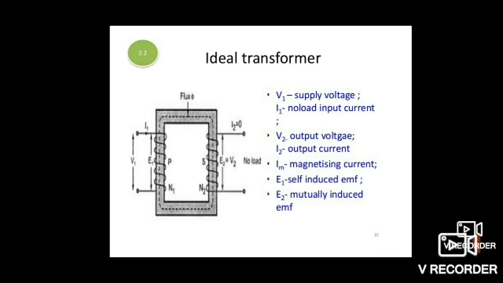Now take the diagram of a core type transformer. V1 is the supply voltage. I1 is the no load input current. The first one is the primary coil. V2 is the output voltage and I2 is the output current. Im is the magnetizing current, E1 is the self-induced EMF, and E2 is the mutually induced EMF.